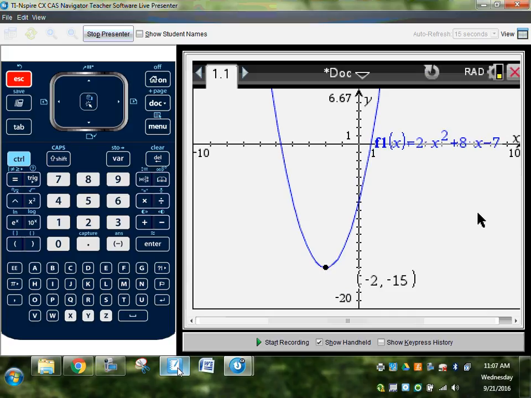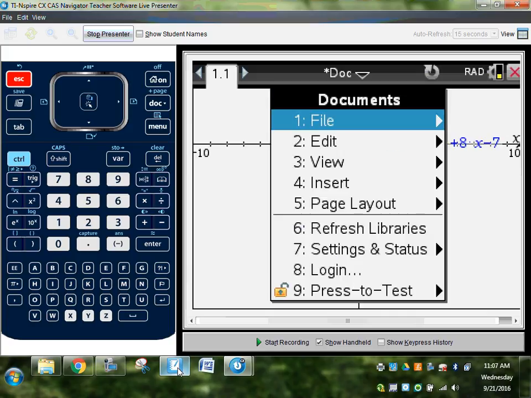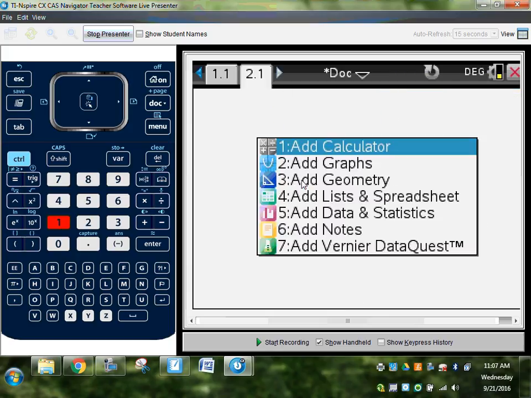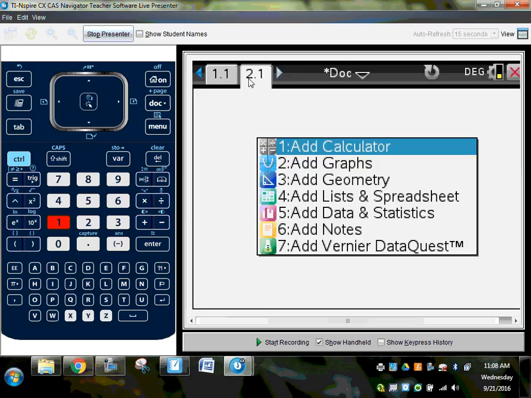Yes. So go in and press dot, insert for a new problem. Notice how this is problem 1, this is problem 2. That's its sort of filing system. That's the operating system on the calculator. So we need to add a graph, so now I bounce down to 2.